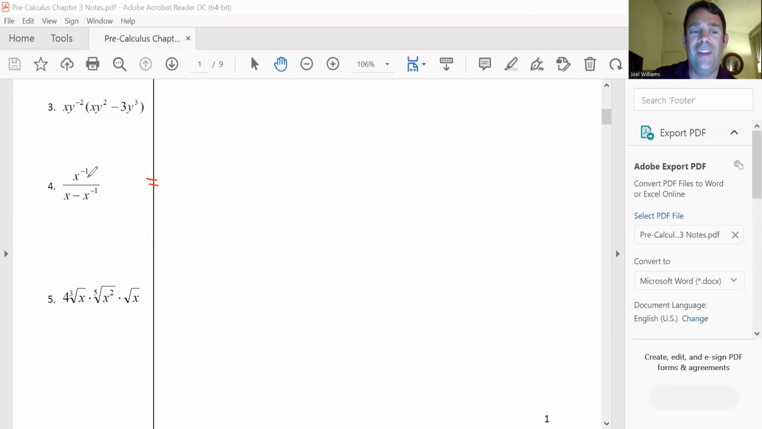All right, so x to the negative 1, x minus x to the negative 1. When I look at something like this, this is one where I would have gone ahead and made it be a complex fraction. So x minus 1 over x.